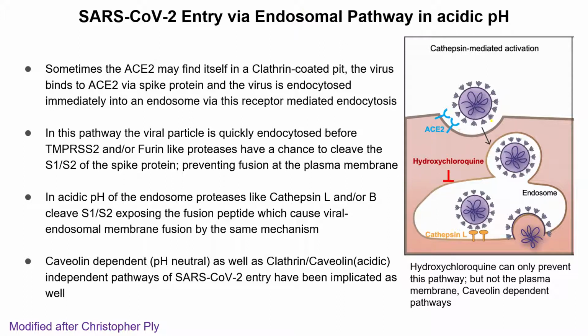So this is your clathrin-coated pit. The spike protein directly binds with the S1, but it doesn't have enough time for the plasma membrane protease to act on that and remove that. If it can, it will enter through the plasma membrane. But if it is endocytosed immediately, it just ends up in the endosome.